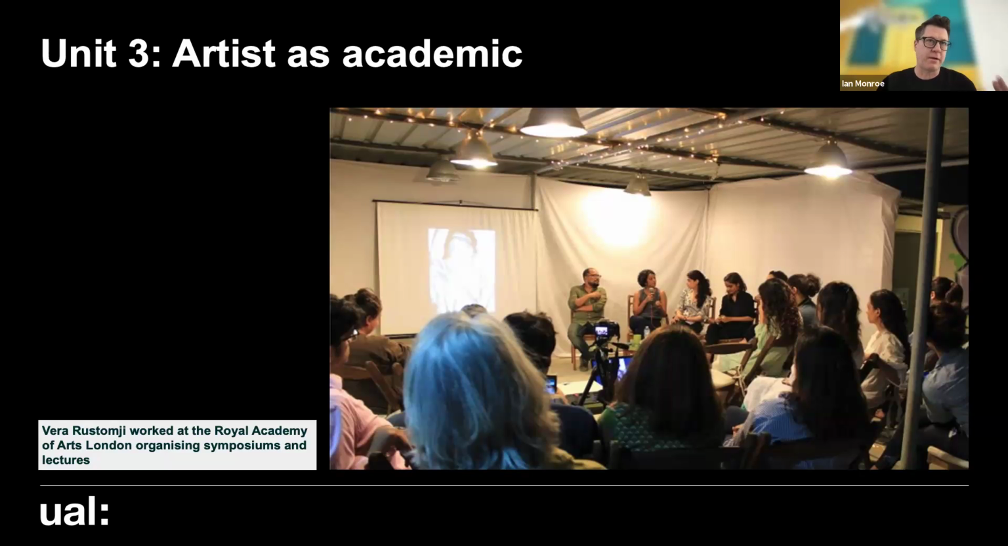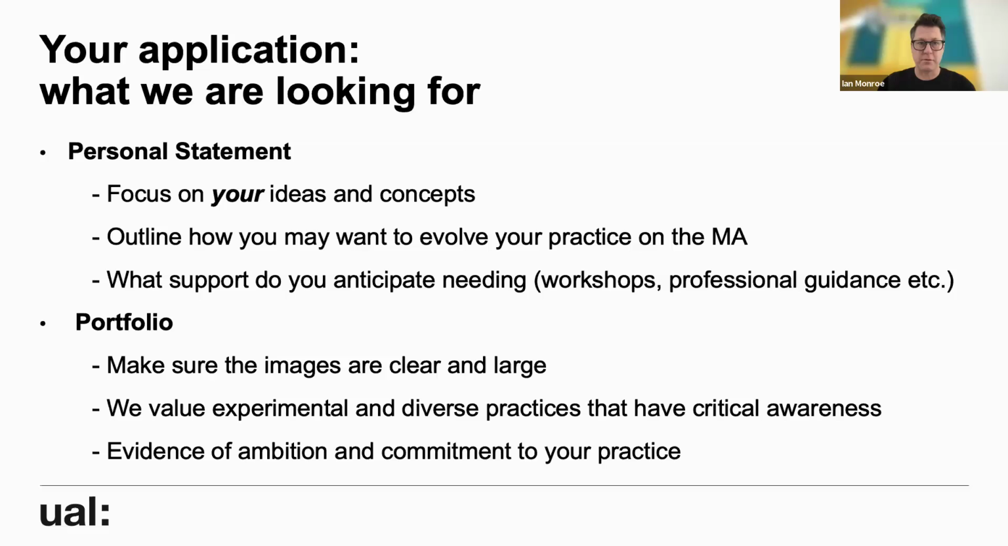So Unit 3 is like a final major project which you determine, and you set out your really amazing first steps as a professional in the art world that you choose to be a part of. What are we looking for in terms of your application? Well, there's 2 components, a personal statement and a portfolio. What we really want to hear in the personal statement is, what are your ideas? What do you want to work on while you're in the MA? And what support do you anticipate needing?